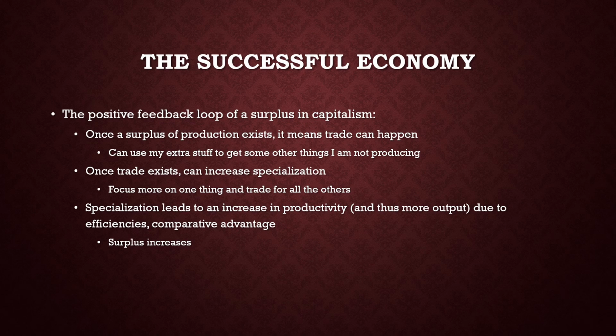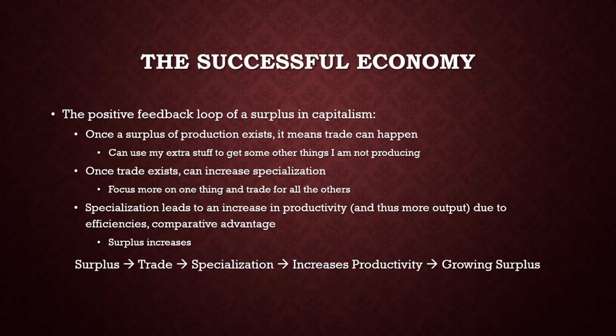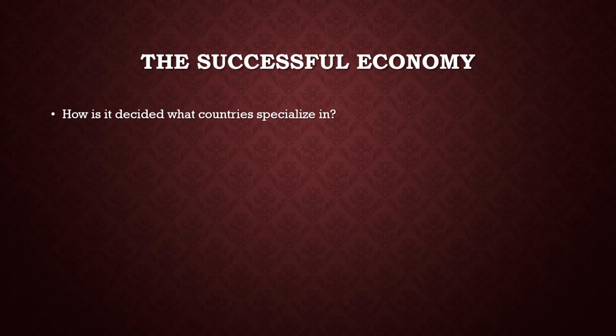And then the act of specialization is actually one of the things that will increase productivity in the capitalist system. Productivity is more output, and so your surplus will actually increase. So not only does capitalism lead to a surplus, but the positive feedback loop tends to lead to a growing surplus. So you have a surplus, which allows trade, which allows specialization, which leads to even more productivity, which is more surplus. So that's the positive feedback loop of capitalism. The positive feedback loop means that capitalism is a system that generates a surplus and encourages us to use a surplus productively. It's why it's considered the most successful in the economic realm.